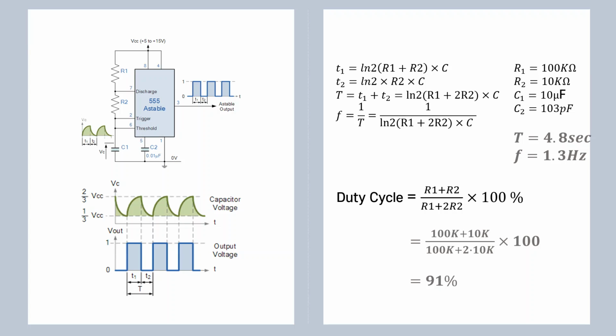Also, we set different on and off times in the clock. According to the circuit design, 91% is on time and 9% is off time.